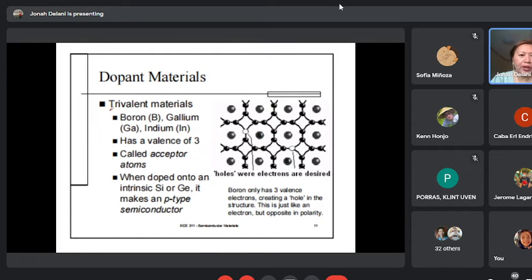Now, if our dopant has 3 valence electrons, they are called trivalent materials. The popular dopants are boron, gallium, and indium. So, kani sila, 3 lang ilahang valence electron. They're called the acceptor atoms.